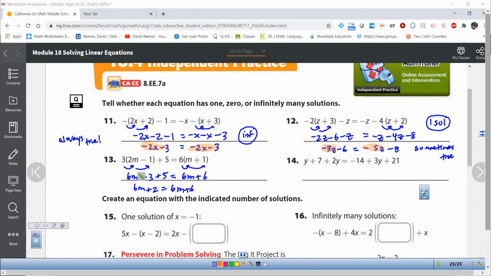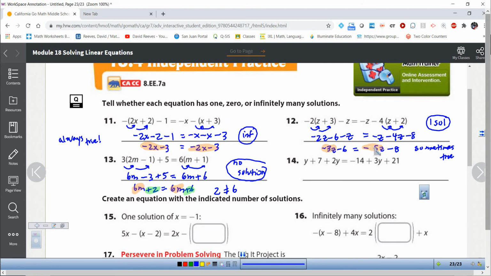We'll take a look. It's exactly what I said. Those two are the same, but those two are different. So this equation will be true when 2 is equal to 6, but 2 never equals 6. So this one has no solution.